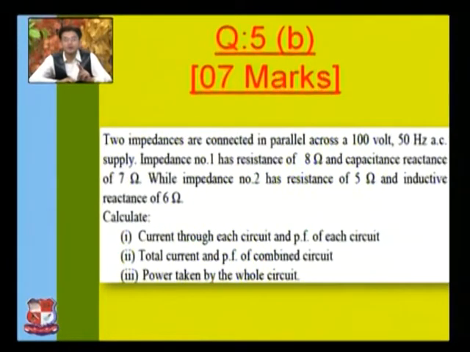After finding Z1 and Z2, you have to find out the resultant impedance of these two impedance circuit. After finding this, you have to find out the current through each circuit and the power factor of each circuit. So how to find the current in an AC circuit? If you want to find the current in a DC circuit, then V is equal to IR, so I is equal to V by R.